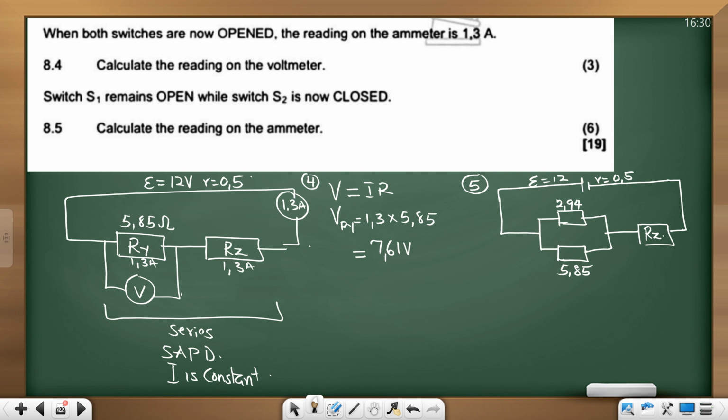We don't know current, right? All right, we don't know current. I think we'll have to work out RZ from the previous question. So let's work out RZ. That's why it's 6 marks.